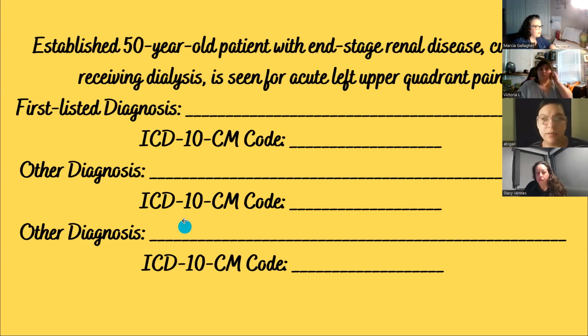What's going to be another diagnosis? Acute left upper quadrant pain. Yes. So what are we going to look for in our index? Pain. That's our main term. Everything else is describing the pain. So now we're going to go to our P's and look for pain. Mine's on 376. Found it.